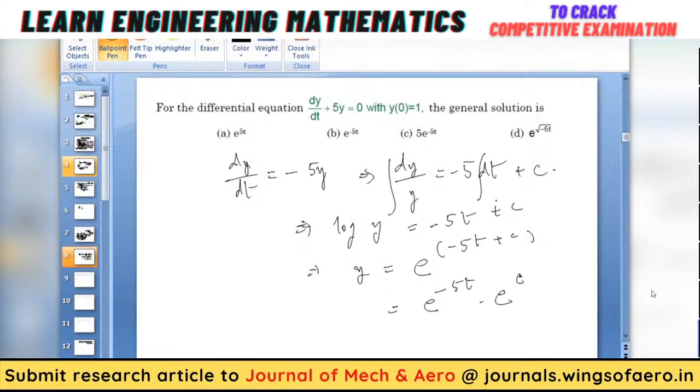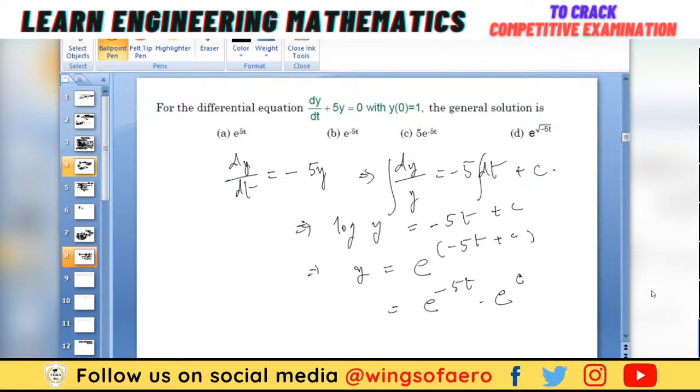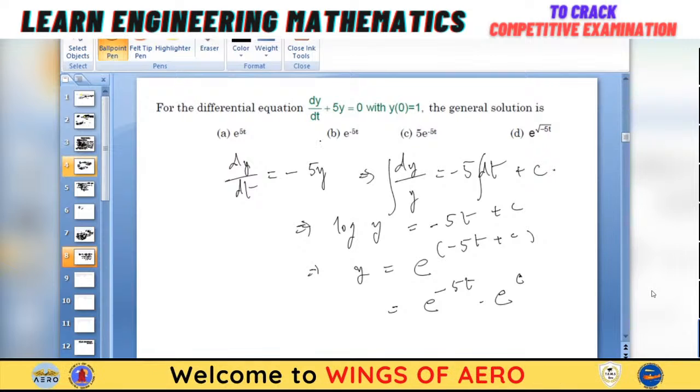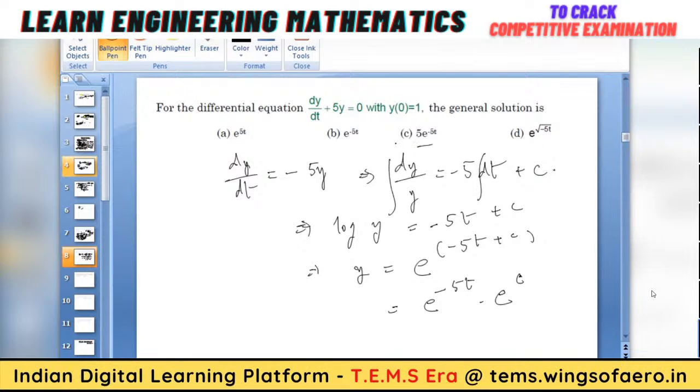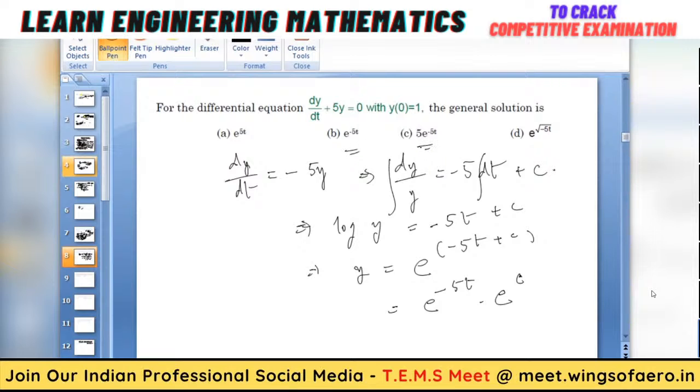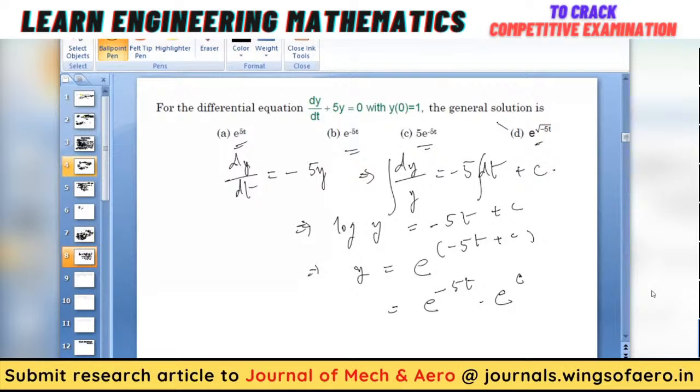Okay, another thing you can also do. Let's find it now. y(0) is equal to 1. Here also, e to the power minus 5t, options C and B. There are two options, C and B, which include e to the power minus 5t. This is e to the power plus 5t. This is e to the power root 5t. Obviously A and D will be nullified here.